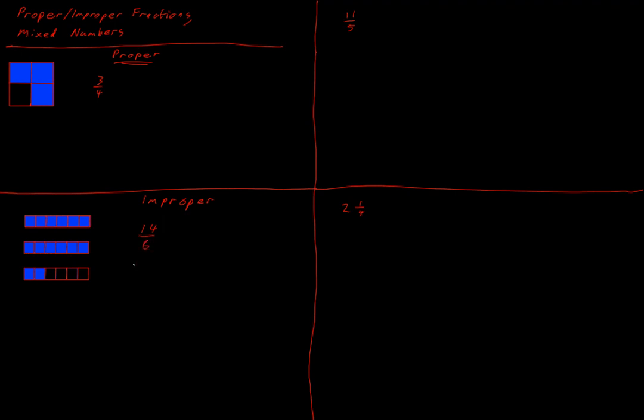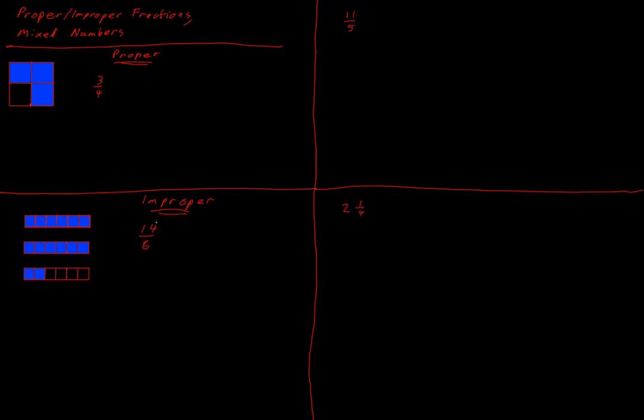Now this is improper because it describes a situation where I have more than 1 full chocolate bar. I have 14 sixths, so I have more than 1 full chocolate bar of sixths. So I say it's improper because the number on the top is bigger than the number on the bottom. My numerator is bigger than my denominator.